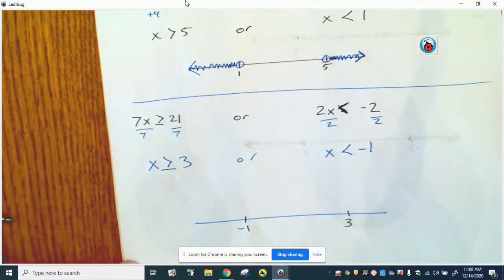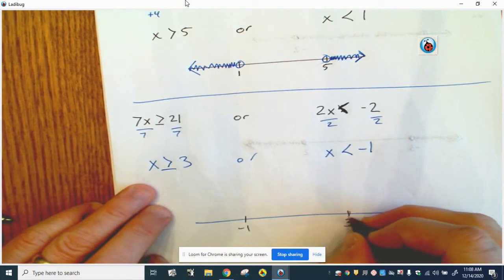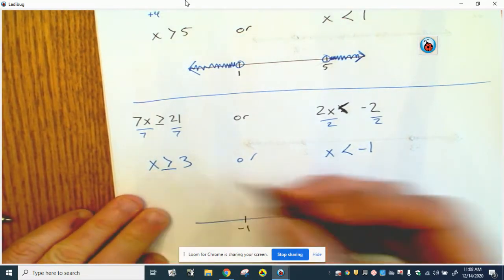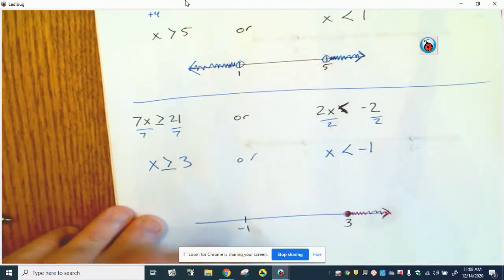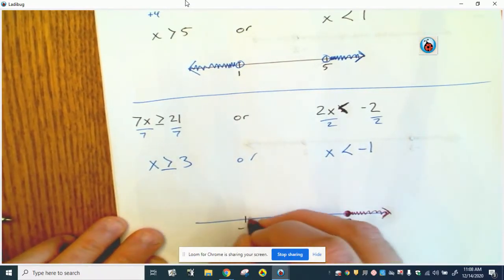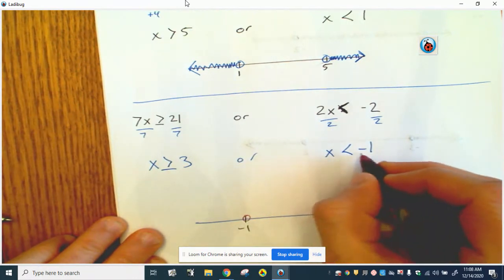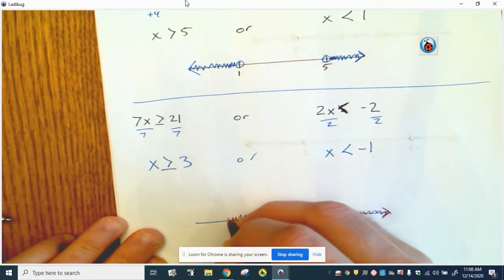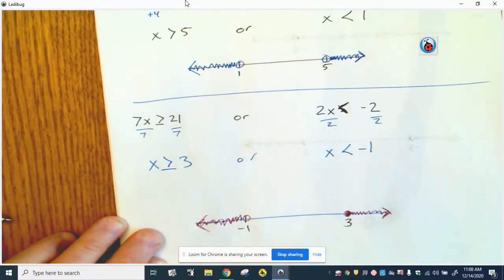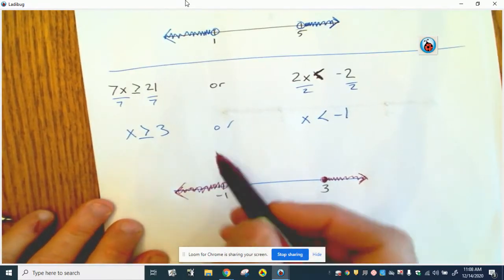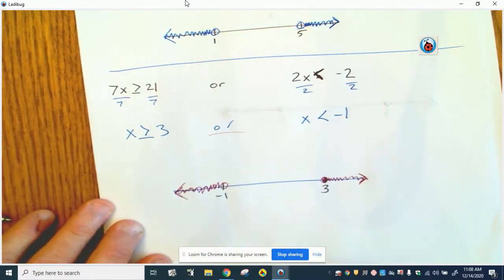I would have a closed circle at 3. This is x is greater than or equal to 3, so to the right of that. I'd have an open circle at -1. x is less than -1. So again, we're shading to the left of there. So they'd be going away from each other. "Or"s are typically always going away from each other. Okay?